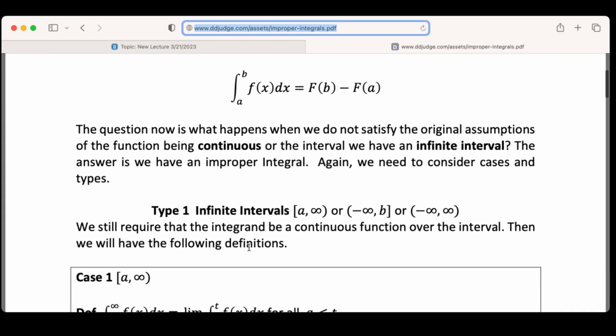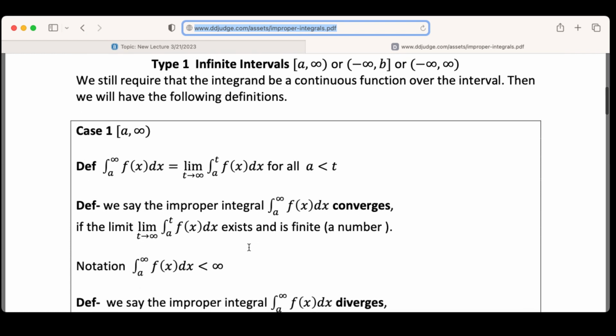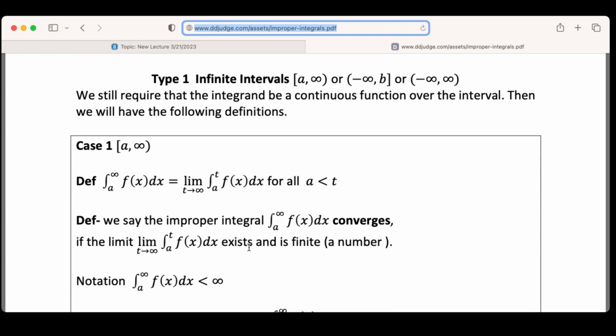And we're going to look for something called improper integrals. We're going to start first with what we call the infinite intervals here. So infinite intervals, let me go back to the iPad.